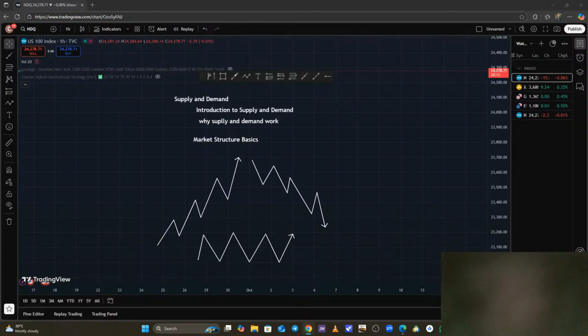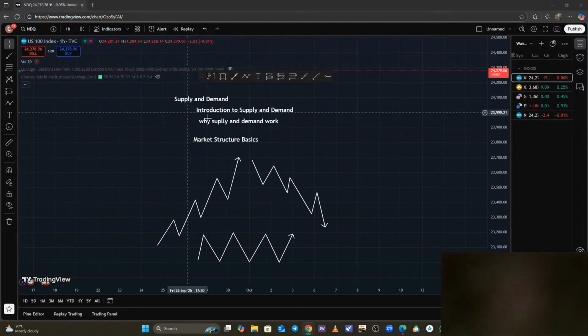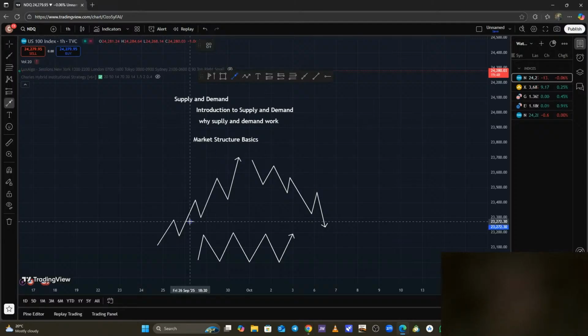And when you're trading supply and demand, supply zones are respected in downtrends, and demand zones are respected in uptrends. What do I mean by that? So when you're trading on an uptrend like this one here, you can't trade supply. And when you have a downtrend like this one, you can't trade demand.